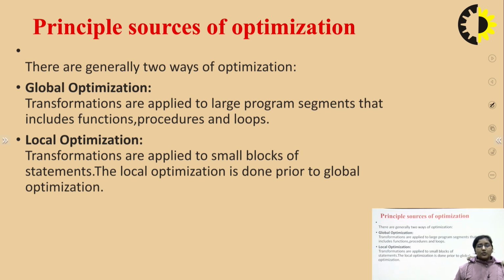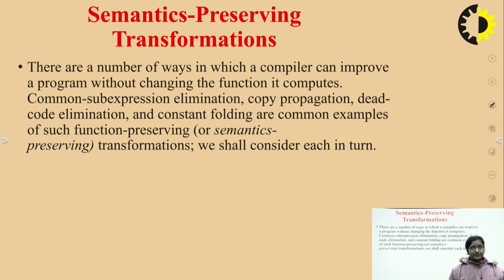Now, there are two ways of optimization, global optimization and local optimization. If we are applying the transformation to a large program segment, which includes functions, procedures, loops, etc., then that is termed to be as the global optimization. What is local optimization? Transformations are applied to small block of statements. Then the local optimization is done prior to the global optimization. So, these are the two types of optimization techniques.